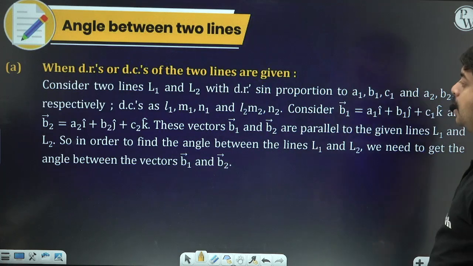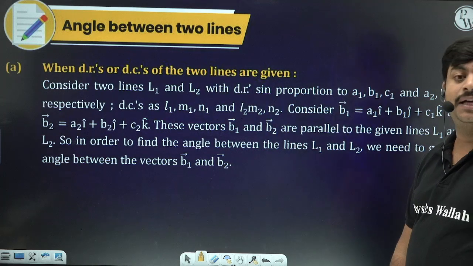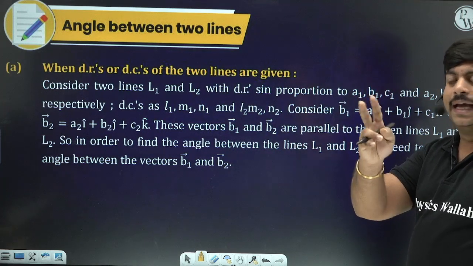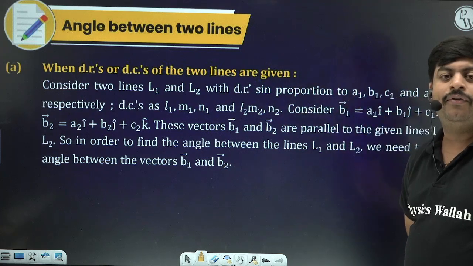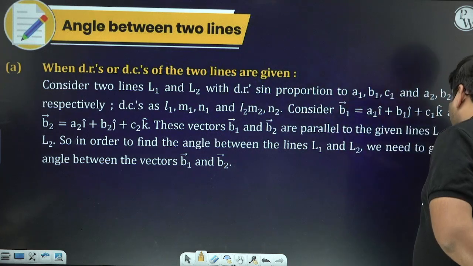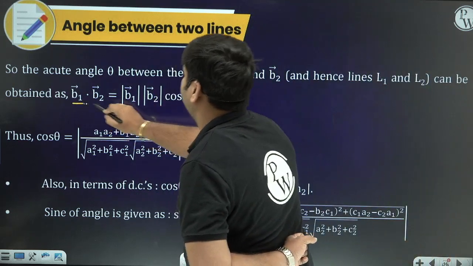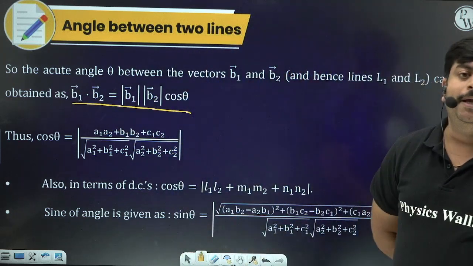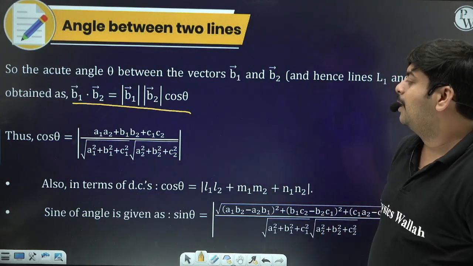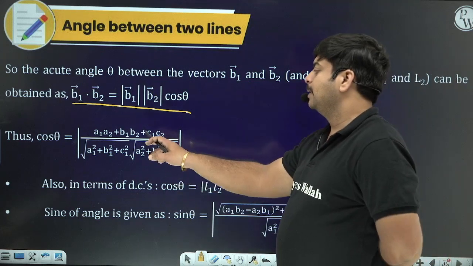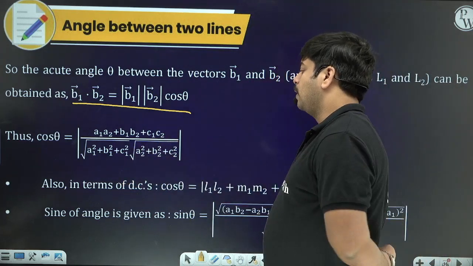Right. So when DRs or DCs of the two lines are given, now we have the DCs and DRs of both the lines. Now we need to find the angle between the two lines. For that, we use the same dot product formula: b1 dot b2 is equal to mod b1 mod b2 cos theta. From there we get cos theta equal to (a1 a2 plus b1 b2 plus c1 c2) by root of (a1 square plus b1 square plus c1 square) times root of (a2 square plus b2 square plus c2 square).